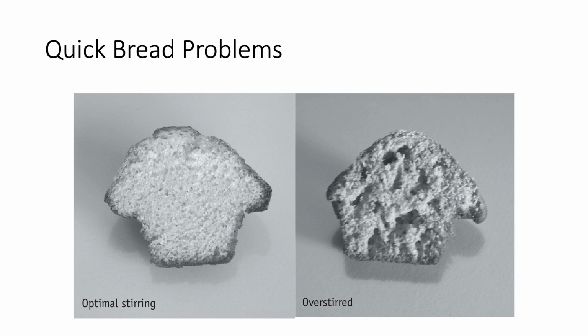So common quick bread problems. So optimal stirring versus over stirring. You see there's kind of tunnels in there from the over stirring. That's due to the carbon dioxide escaping from the muffin product. That's going to leave holes in the middle of it and adversely affect the crumb as well. Undermixing is also something you don't really want because that's going to lead to a relatively crumbly muffin because of the lack of structure.